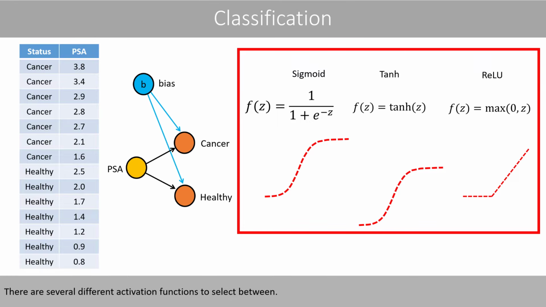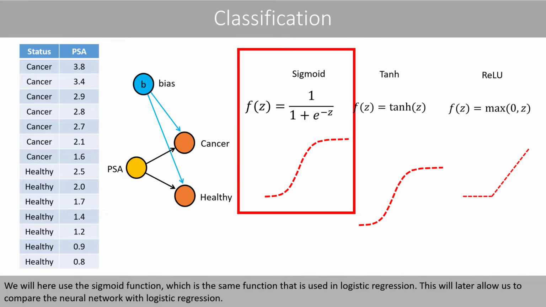There are several different activation functions to select between. We will here use the sigmoid function, which is the same function that is used in logistic regression. This will later allow us to compare the neural network with logistic regression.